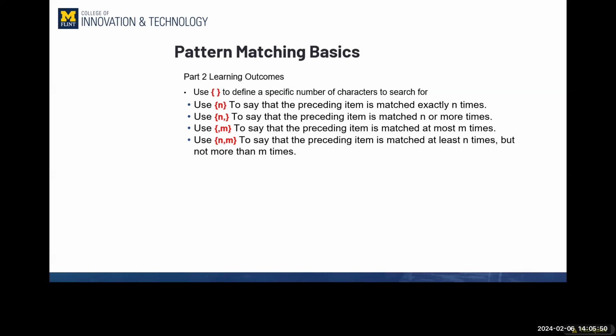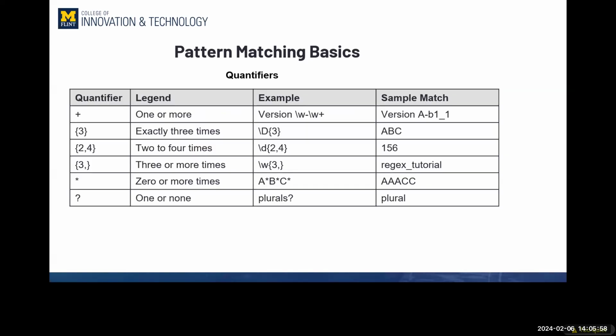Here we are expressing the minimum and the maximum: this item is matched at least n times, but not more than m times. We saw already the plus, which means 1 or more times, and 3 to say exactly 3 times. Here we have two numbers, the minimum and the maximum. So 2 to 4 times here, and at least 3 or more times.